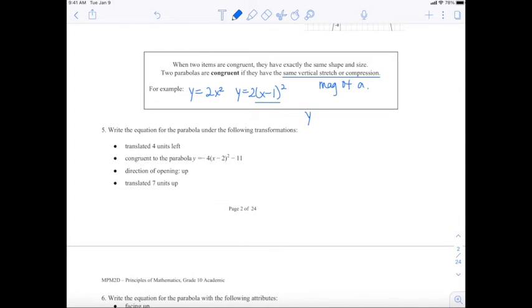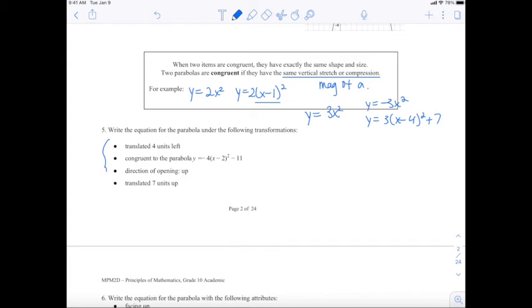If I have y equals 3x squared, I can write a bunch of congruent parabolas. Negative 3x squared is congruent. It's the same shape, it's just reflected. y equals 3(x minus 4) squared plus 7, that's also congruent. Okay, it's the same shape, it's just shifted to the right 4 and up 7.